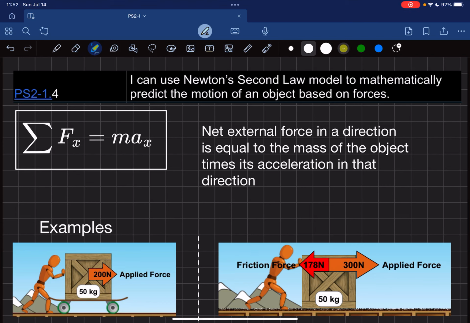And finally, we have gotten to what is probably the most famous physics equation, besides E equals mc squared, and that is Newton's second law. So Newton's second law is essentially just the equation here. Let's go over it together.